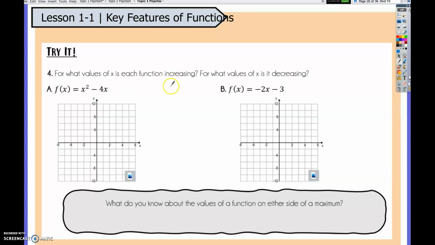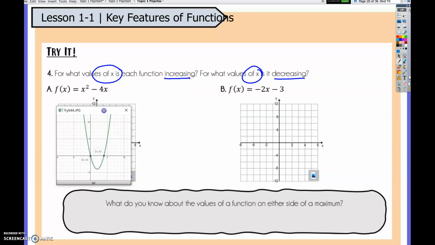Answering the same questions here on Try It, we have increasing and decreasing values. Again, they even give us that hint, what values of x. So we're only looking at the x values. I'm going to use my handy-dandy grapher here for x squared minus 4x. There's my graph. It is increasing on this side of the graph.